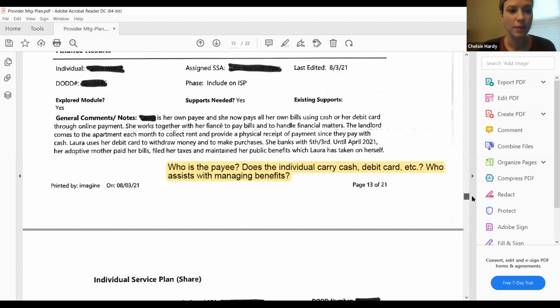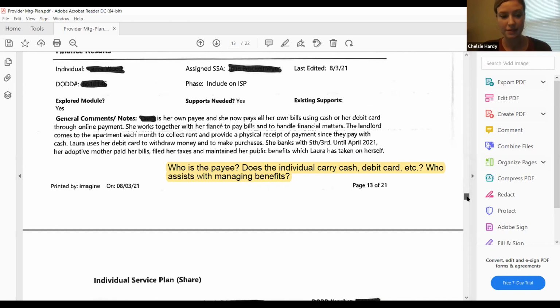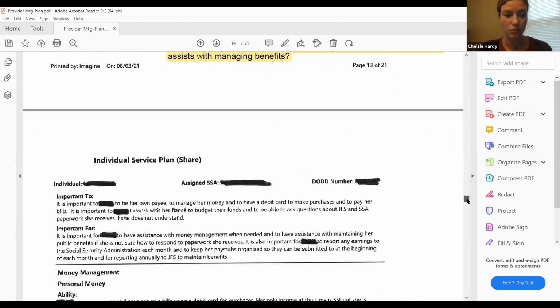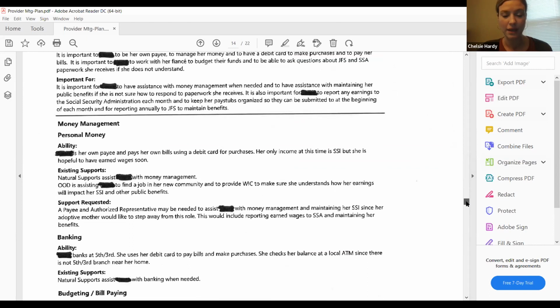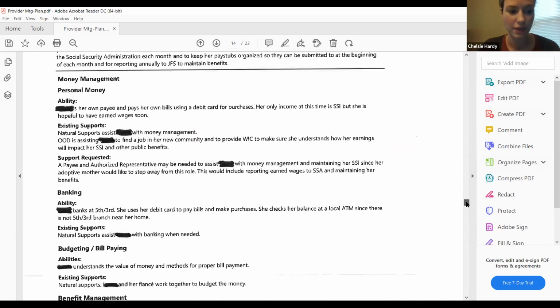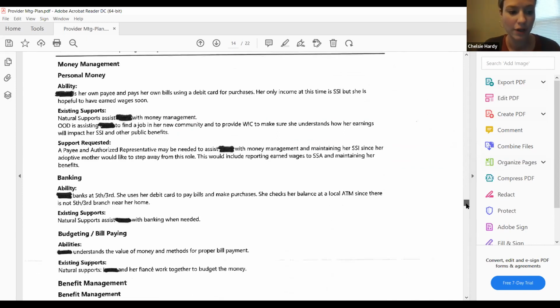And the finance module would be where you can find who the payee is. Does the person carry cash? Do they like to carry a debit card? Who do they bank with? What assistance do they need with making sure their bills are paid? Benefits should all be in order, like Medicaid, Medicare, food stamp cards, anything like that.